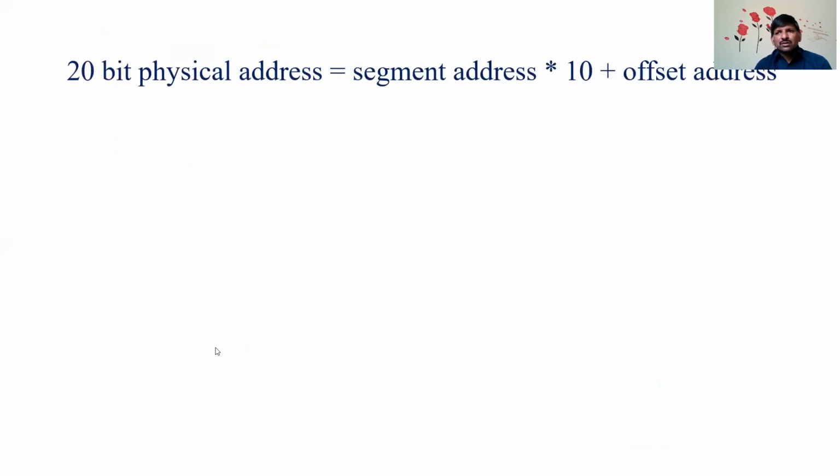Next, whenever you want to access a particular memory location, first we need to calculate its memory address. If you want to access the memory location, first we need to get the segment address and offset address. So totally it is 20 address lines. The 20-bit address is calculated by using segment address into 10 plus offset address.